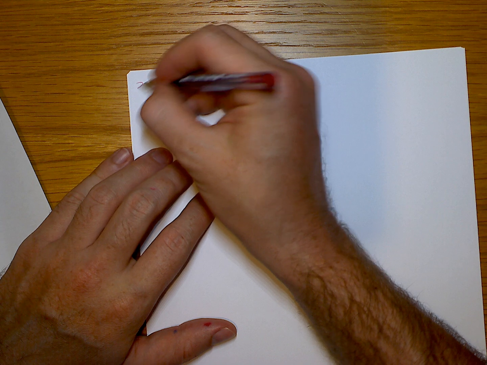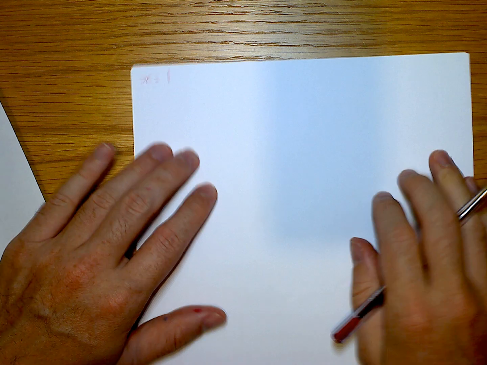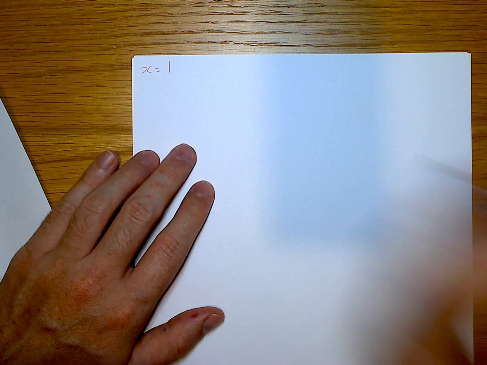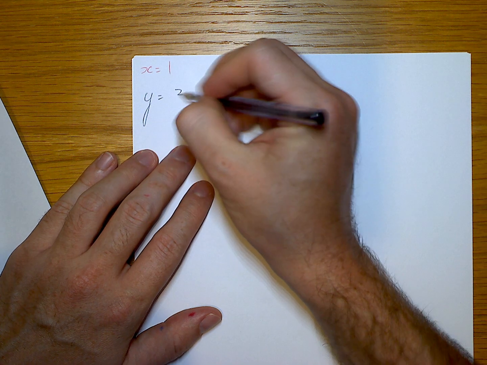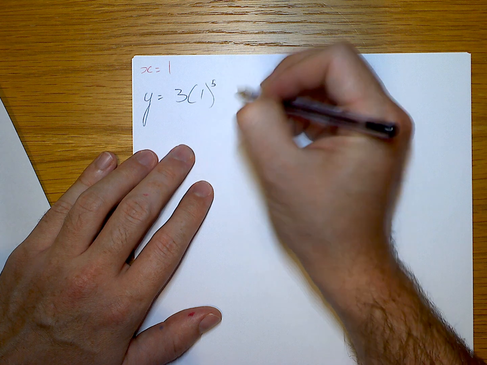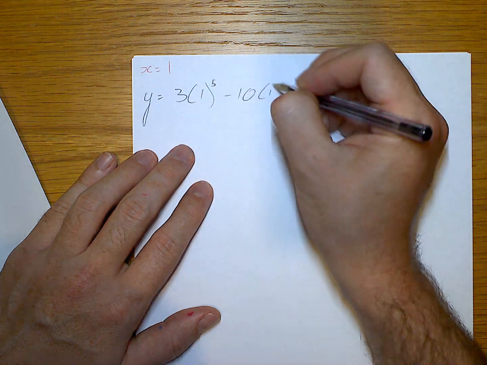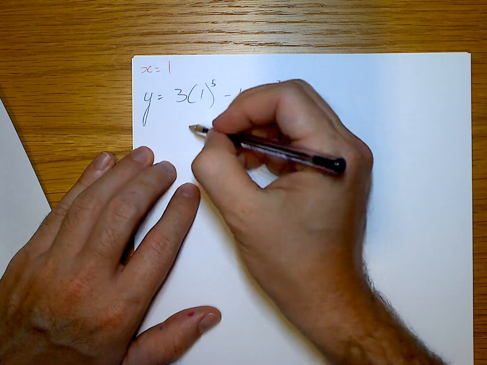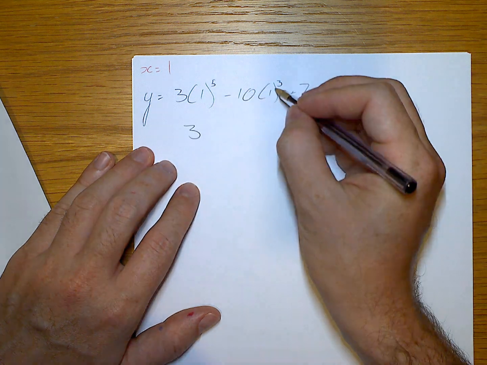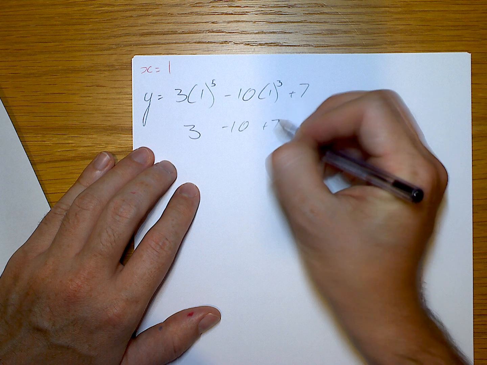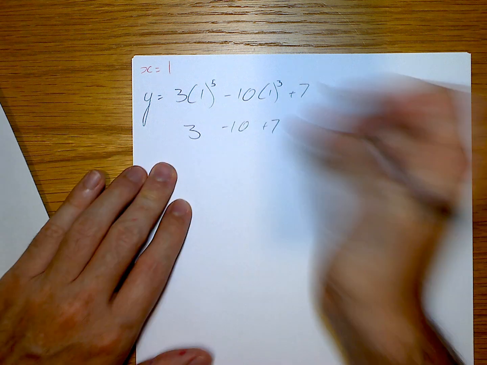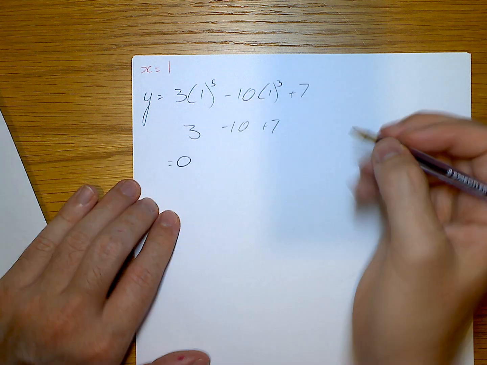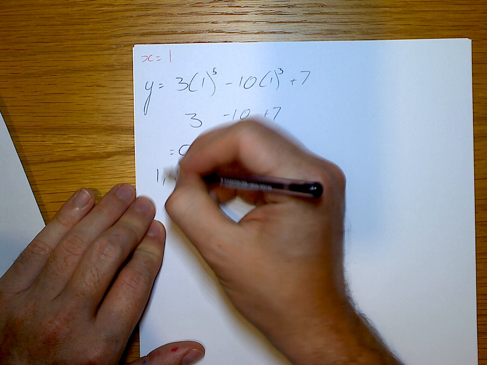And if we go to a new page, x of 1, let's write it out: y equals 3 times 1 to the power of 5, minus 10 times 1 to the power of 3, plus 7. That's going to be 3, because that's positive. That's also positive, so that's minus 10 plus 7. Oh, that's going to be 0. So we'll end up with (1, 0).